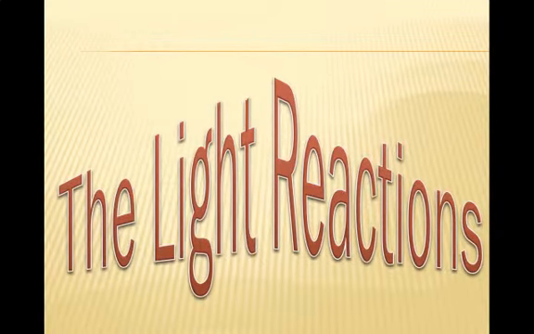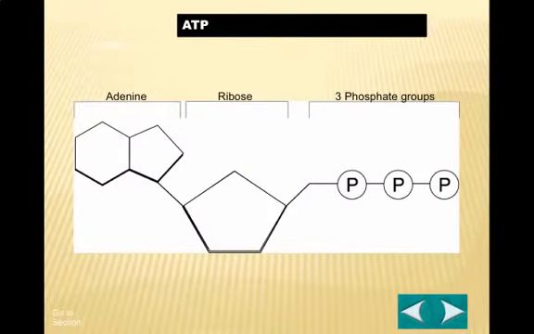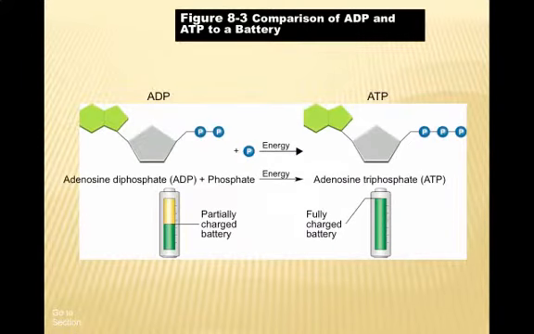The light reactions. They are so named because they require light to function and are activated by light. The first thing we need to know is that in the light reactions we are producing ATP. ATP, or adenosine triphosphate, is the power or energy molecule that we find in our cells. And we can equate it to being like a battery. We are making ATP in the light reactions, so we are charging our battery.